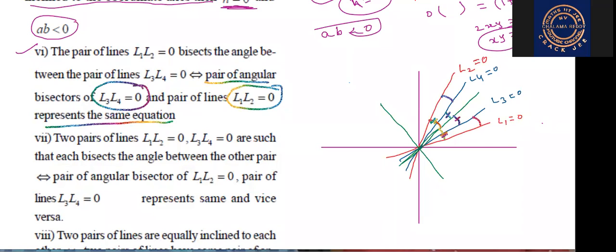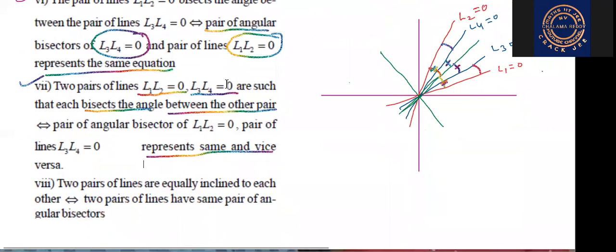Now, the seventh point. Two pairs of lines L1, L2 is equal to 0 and L3, L4 is equal to 0 are such that each bisects the angle between the other pair. That means both have the same pair of angular bisector equation. Two pairs of lines are equally inclined to each other. Equally inclined means these two angles are equal. So the two pairs of lines have the same pair of angular bisector equation.